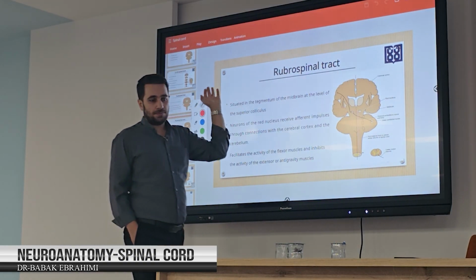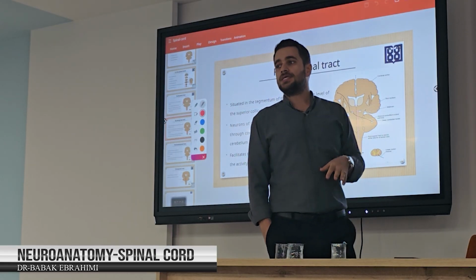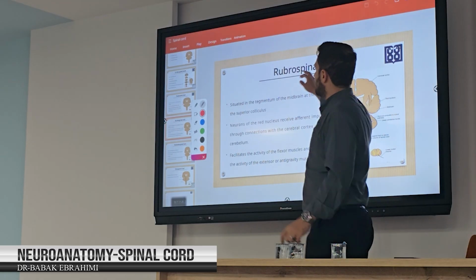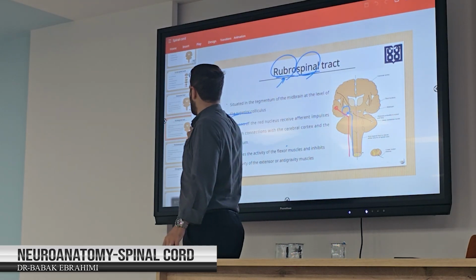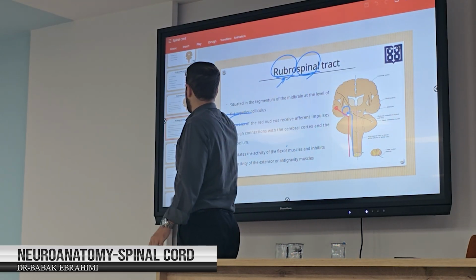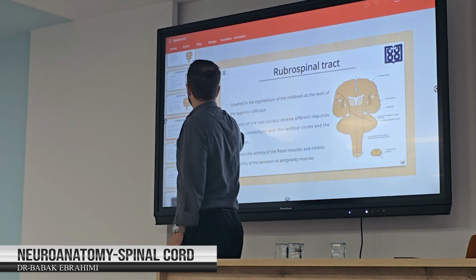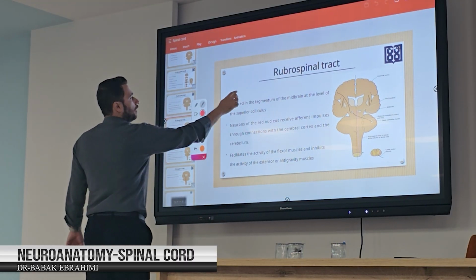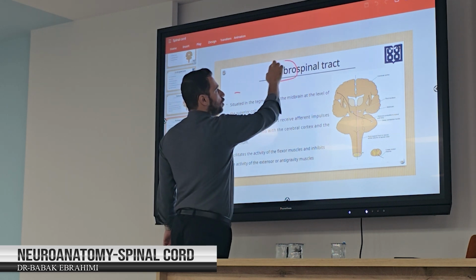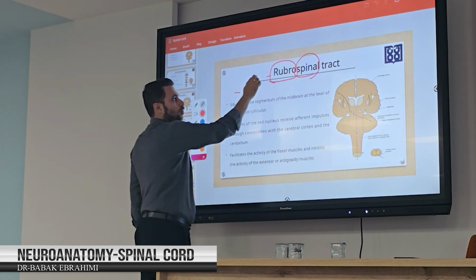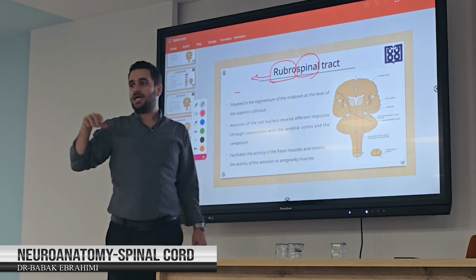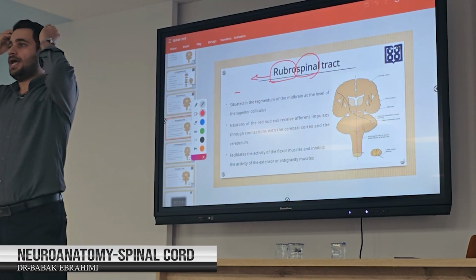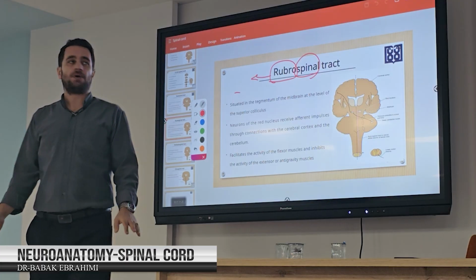Do you remember in the previous session I asked you, is the rubrospinal tract ascending or descending? Okay? This starts from the rubral part. You don't know anything about the rubral part. Rubrospinal. The rubro or red nucleus is located at the midbrain. Okay? It starts at the midbrain and sends the information to the spinal cord.